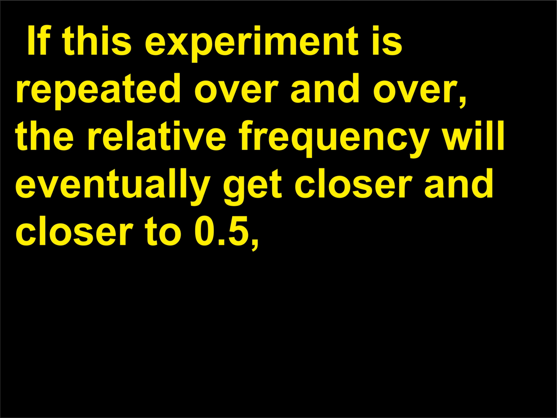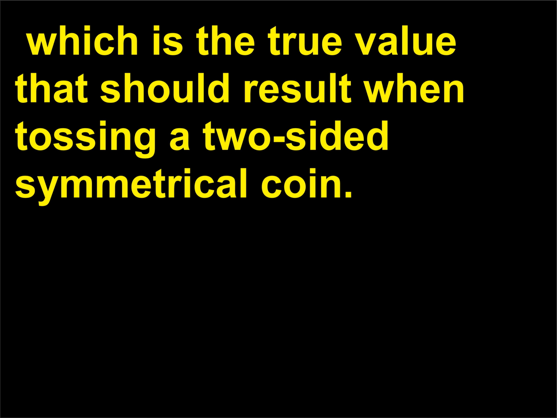If this experiment is repeated over and over, the relative frequency will eventually get closer and closer to 0.5, which is the true value that should result when tossing a 2-sided symmetrical coin.